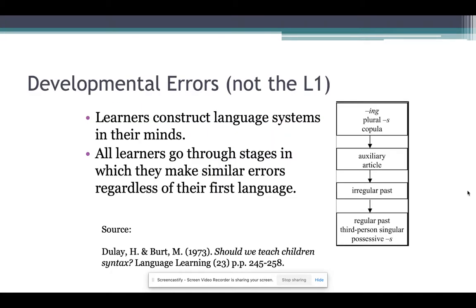As you may already know from my previous videos, Dulay and Burt's 1973 study found that all learners go through stages in which they make similar errors regardless of their first language. They found, for instance, that all learners drop the plural S morpheme when they first start learning English, regardless of whether their first language has a similar morpheme or not. They found that all learners will start using correct irregular past tense verbs before they start using regular past tense verbs. They found that all learners take a very long time to master the third person singular S morpheme, despite the fact that most languages have some similar system for subject verb agreement.